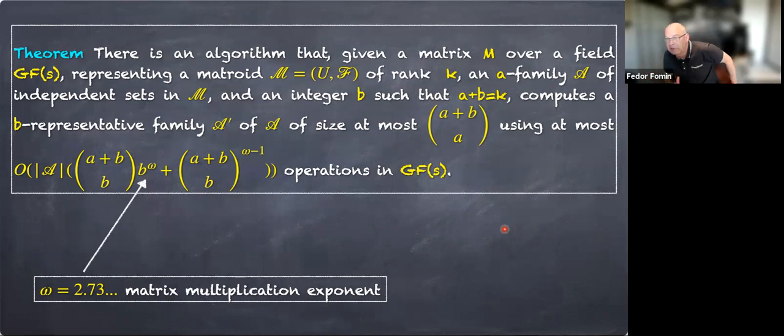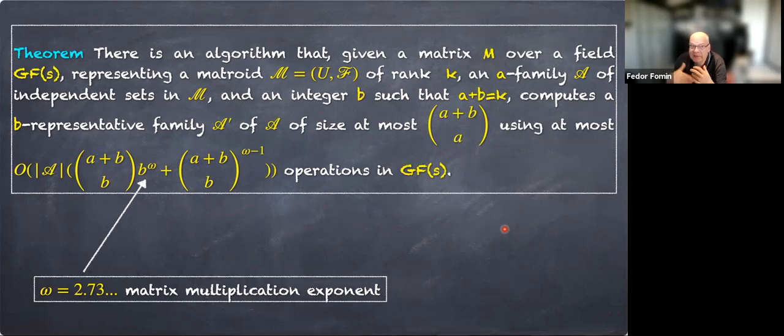So once again, the input is a matrix representing a matroid, and then the family of sets of size a, right? And then what the algorithm does, it computes a b-representative family A prime of this matroid. The size of this family is at most a plus b choose a.